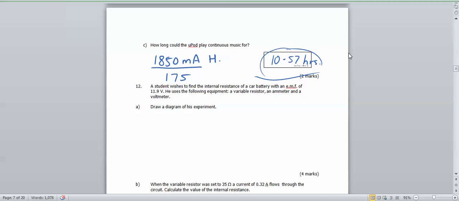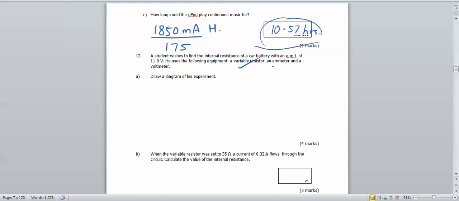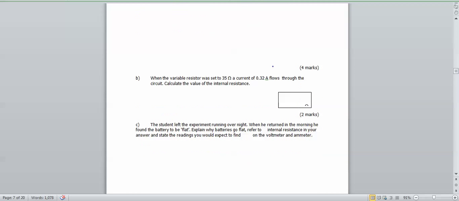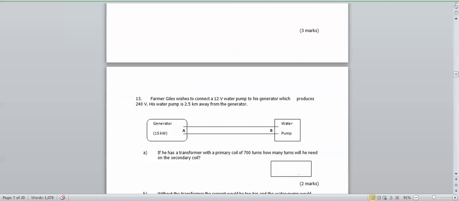Have a look. I think that this question is fairly easy. I think you should be able to do that. So I'm going to skip that one. Let's skip that one too.